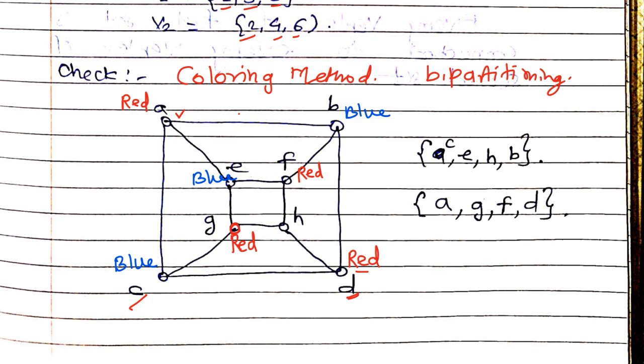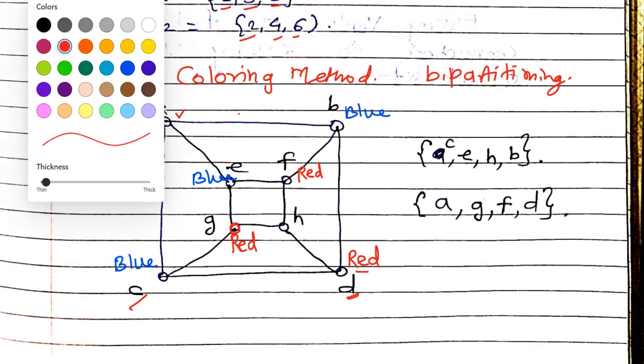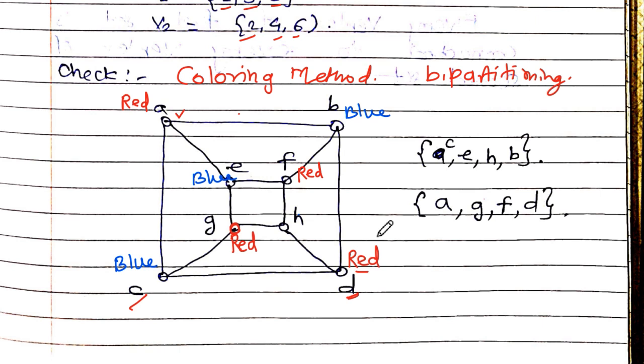Now the only node that is left is H. So H should have blue color because all the neighbors of H are having red color. So we will give blue color here. So H will be having a blue color. So now you will find we have traced all the vertices of this graph. Now combine the similar color vertices.